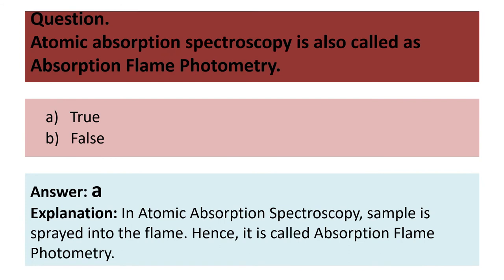Then moving to the next question: what is the other name for atomic absorption spectroscopy? That is absorption flame photometry. In this case, we have a true or false, and the statement is true. Why? Because in atomic absorption spectroscopy, the sample is spread inside the flame. That's why we call it absorption flame photometry. So option A is the correct one.